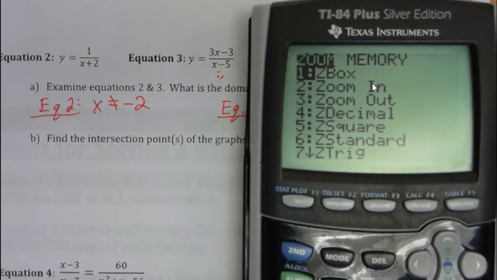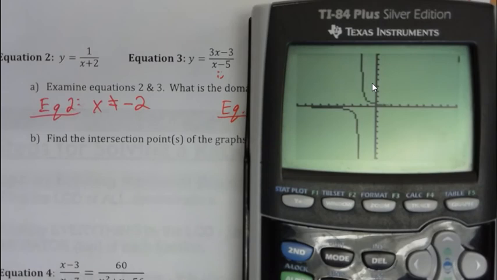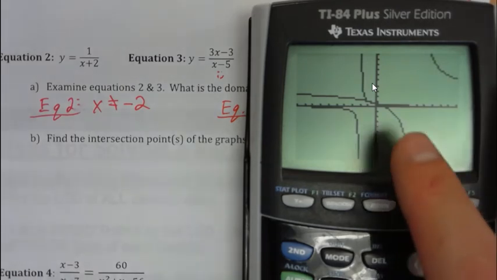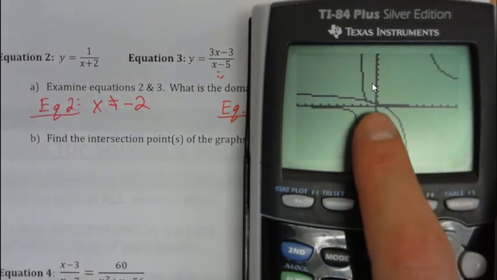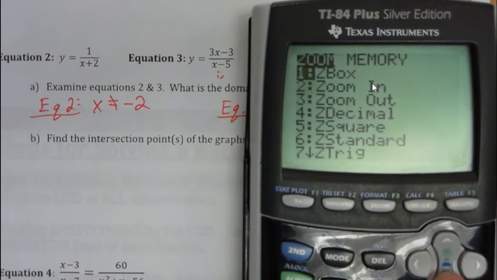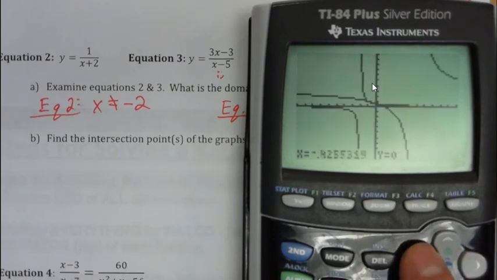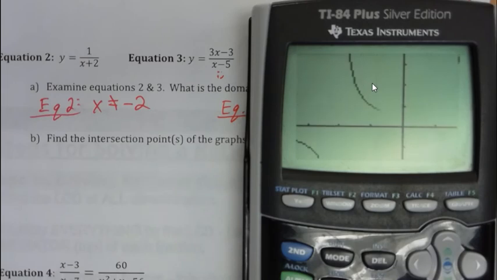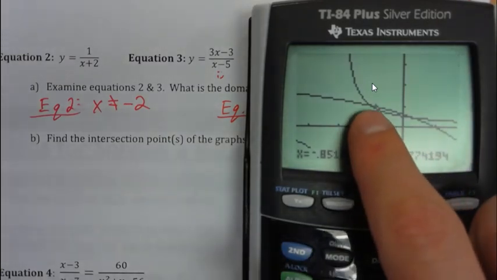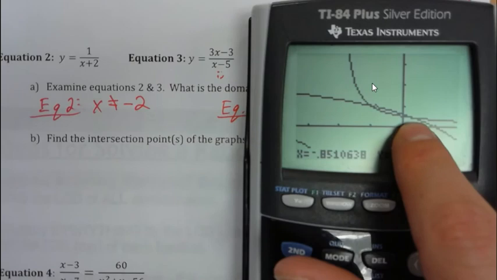So I hit zoom, and then I'm going to scroll down to the 6th one for zoom standard. And you can see the center part here, that's where they're going to be intersecting. So I'm going to zoom in on just that portion of the graph. So I'll move my cursor over to there, and we'll hopefully be able to see exactly where they're going to cross. And you can see that they cross at two places. One's right there, and one's right there as well.